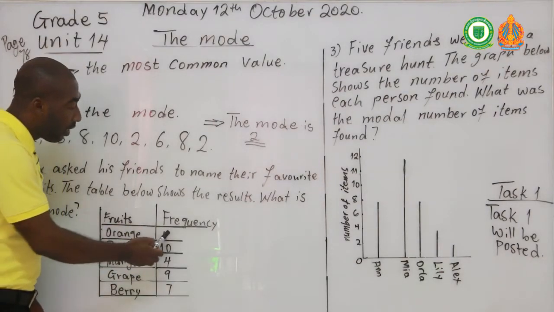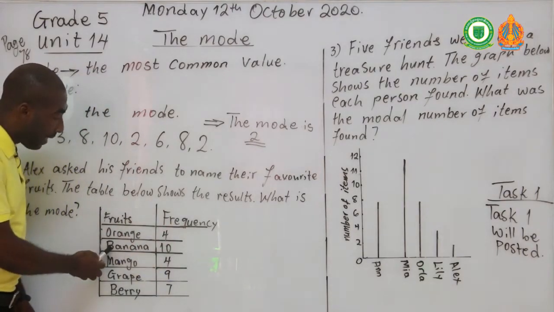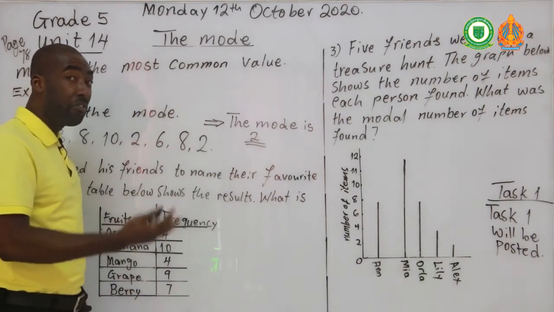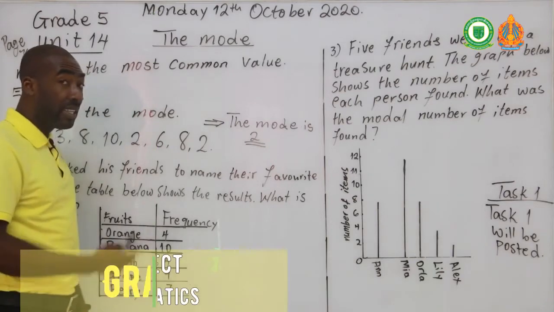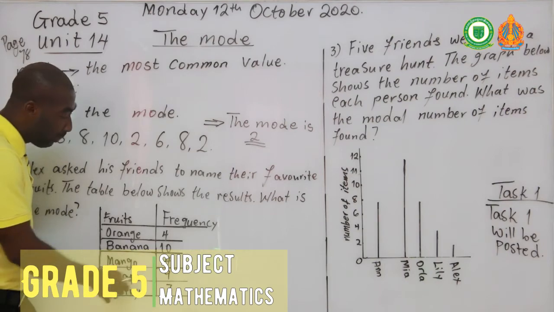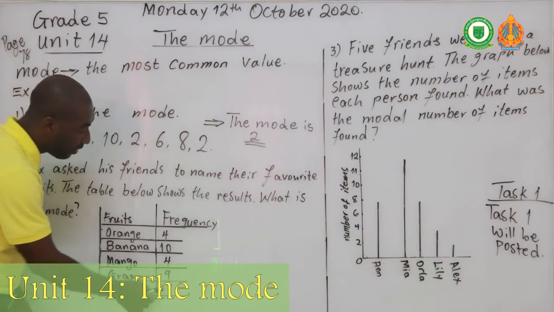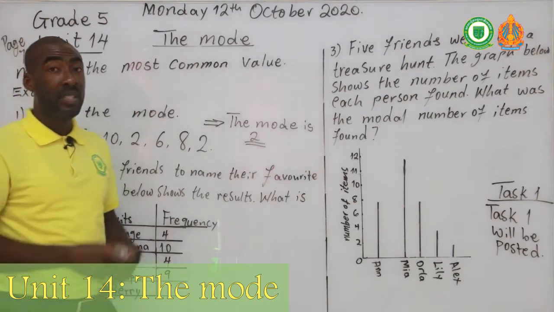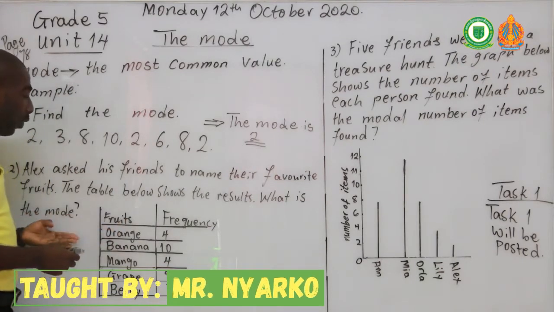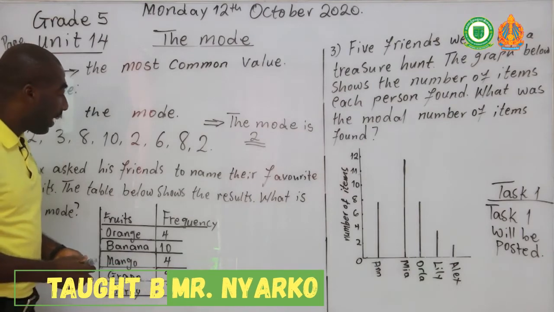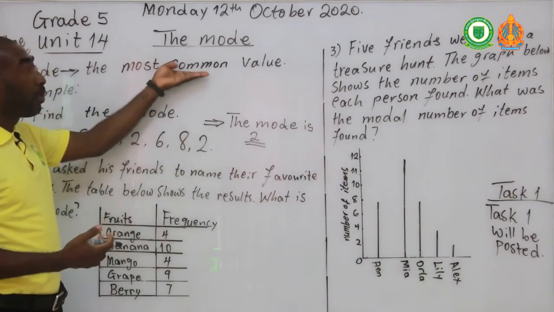So orange, 4 of his friends named orange. Banana, 10 of his friends named banana. Mango, 4 of his friends named mango. Grape, 9 of his friends named it. And then berry, 7 of his friends named berry. So our question is to find the mode. That means we have to find which of these fruits came out most common.